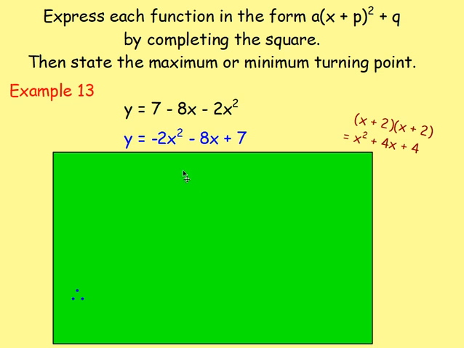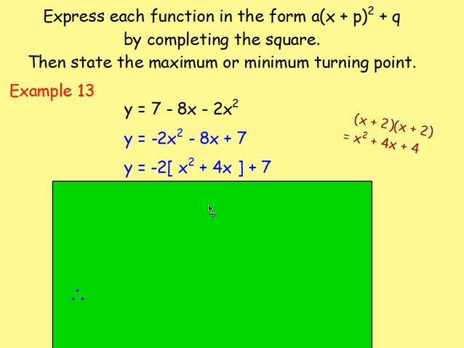From here, we want an x squared. We don't want a negative 2x squared, so let's take out negative 2 as a common factor. We can also do that with this next term as well. So let's do that. We've got negative 2 times, and then we'd have x squared plus 4x. Put in the square brackets because we're finished with taking out common factors, and leave the plus 7 just as it is.